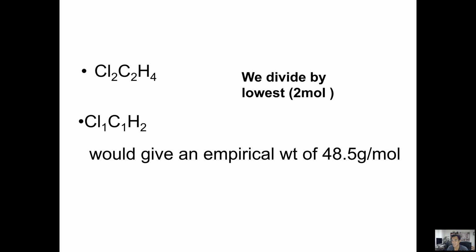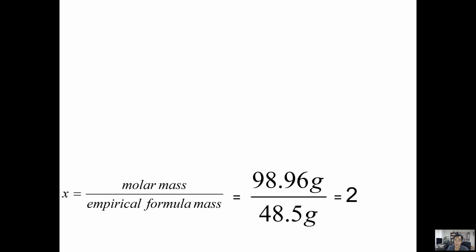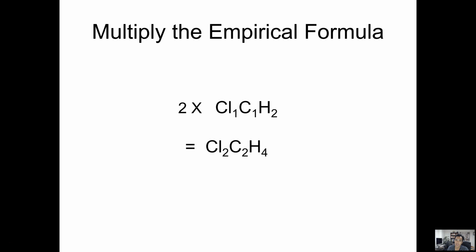So if you go ahead and add these up, you actually do have to calculate the molar mass of the empirical formula. And its molar mass is known from gas density to be 98.96. So what's the molecular formula for this? What you would end up doing is creating that ratio again of 98.96 divided by 48.5, which gives you 2. You're going to do the multiplication of that. So once you do that, your unidentified gas should be Cl2C2H4.